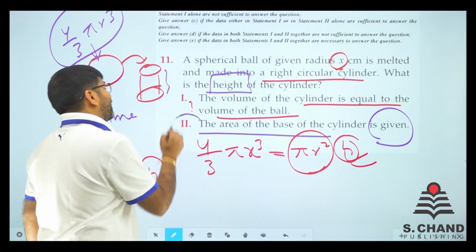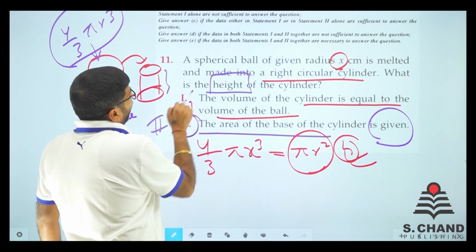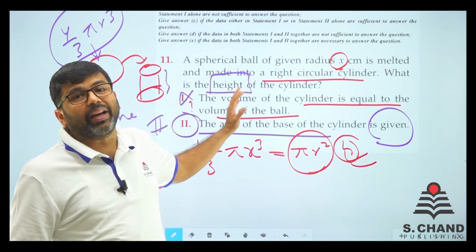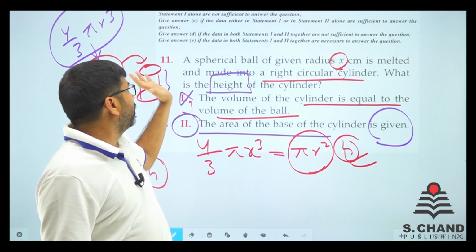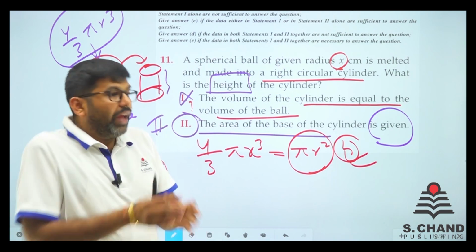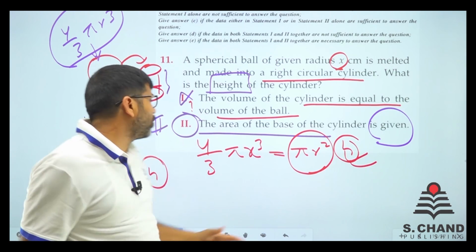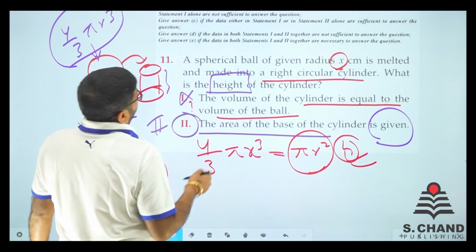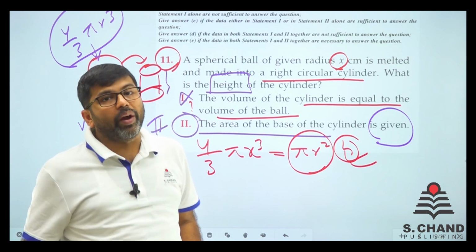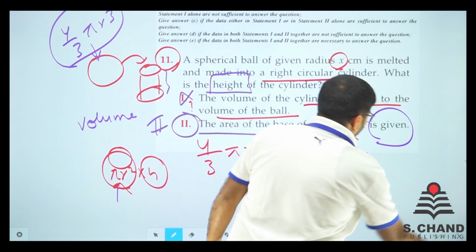So only the second is sufficient. I don't know why the first is given. It is not required at all. In the question itself it is given that this spherical ball is made into a right cylinder and no extra thing is remaining. So one is not required, only the second is required. So the answer to question number 11 is that only the second is required. Move on to the next question.